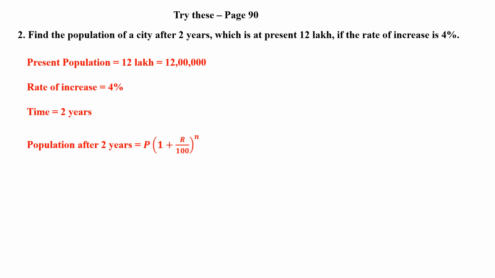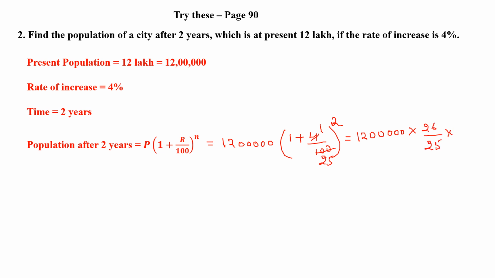And now I'm going to substitute the values. So here my present population is given as 12 lakhs, and my rate of increase is 4% and time is given as 2 years, right? Now I'm going to reduce it: 4 times 1, 4 times 25, and if I take LCM, it will become (26 by 25) whole square. So that I am writing as 26 by 25 into 26 by 25.